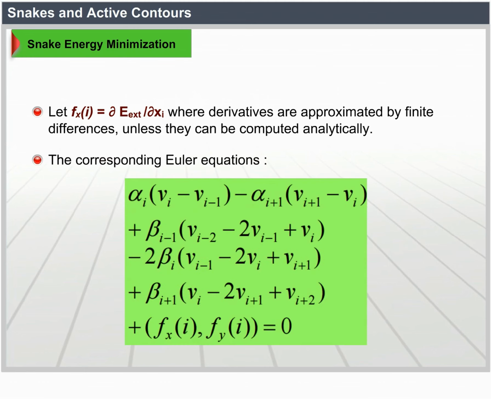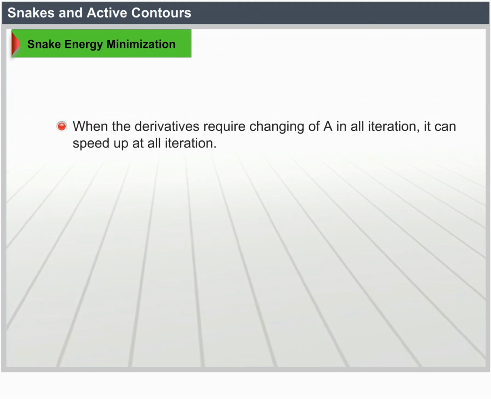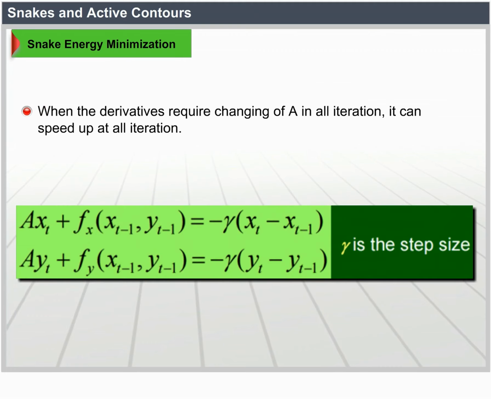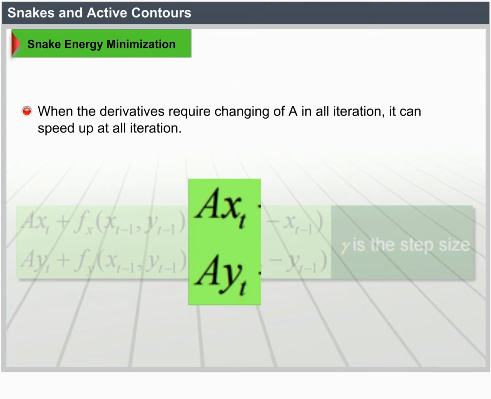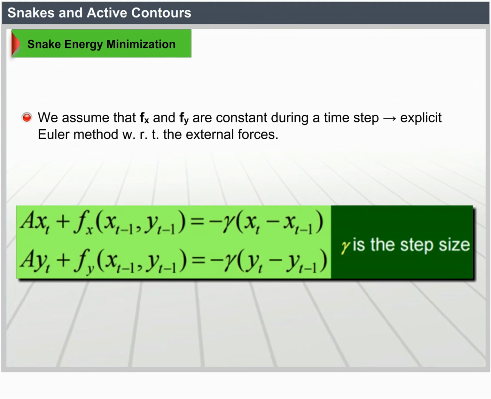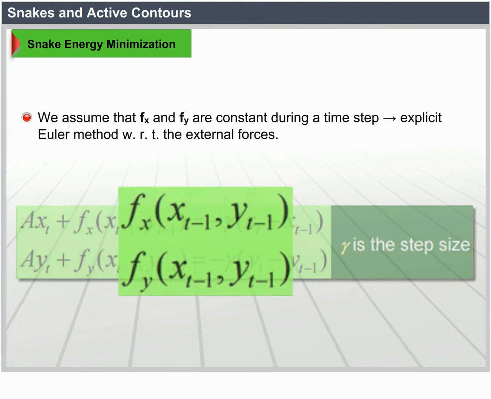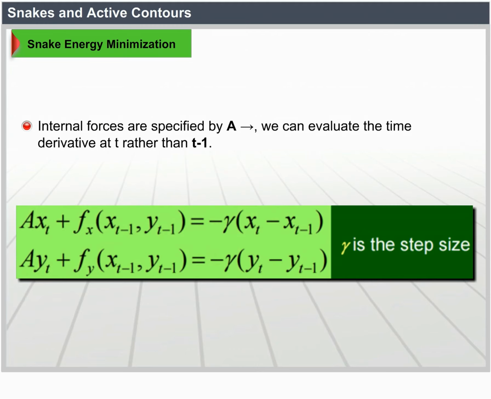In matrix form, where A is a pentadiagonal banded matrix, taking into account the derivatives requires changing A at each iteration. To speed up each iteration, we assume that fx and fy are constant during a time step. Then we use the explicit Euler method with respect to the external forces. Internal forces are specified by A. We can evaluate the time derivative at t rather than at t minus 1.